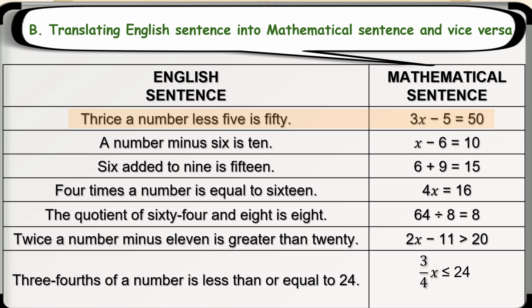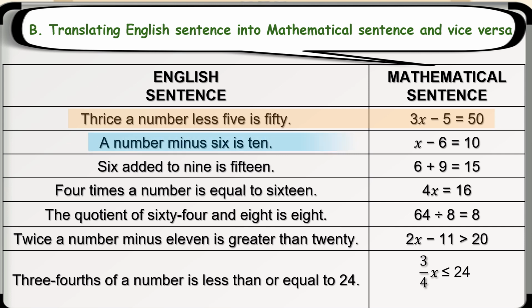Thrice means you have to multiply it by 3 to a number that we don't know yet. We can use any letter to represent it. We then use x. And less means subtract. Also, the word is represented by equal sign or equals. Therefore, our mathematical sentence will be 3x minus 5 is equal to 50.